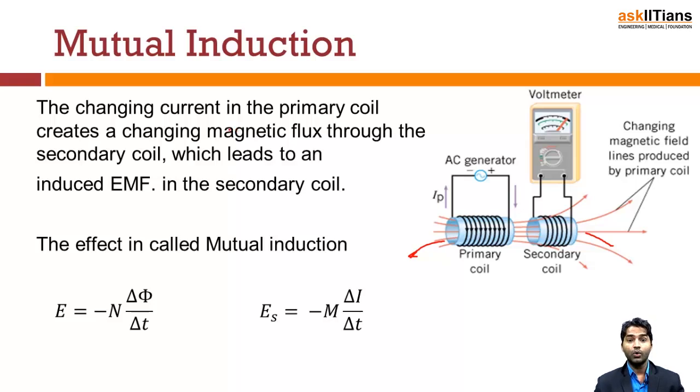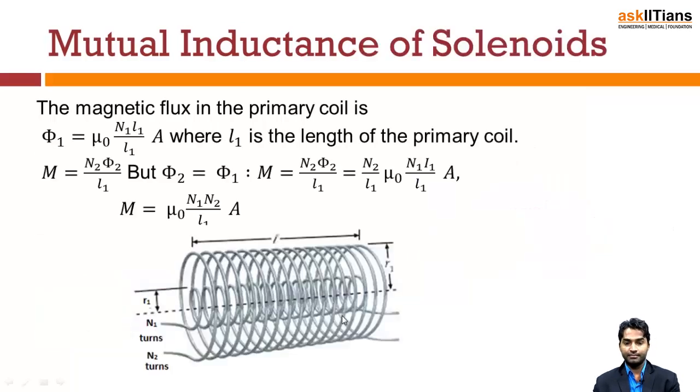Now, how is the primary coil related to the secondary coil? This effect is called mutual inductance. Now we can say the general formula: E is equal to number of turns and change of magnetic flux. But we are interested in the induced EMF across the secondary, that is ES. EMF induced in the secondary coil is equal to mutual inductance into change in current with respect to time t.